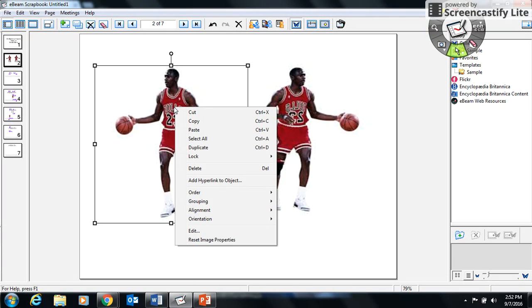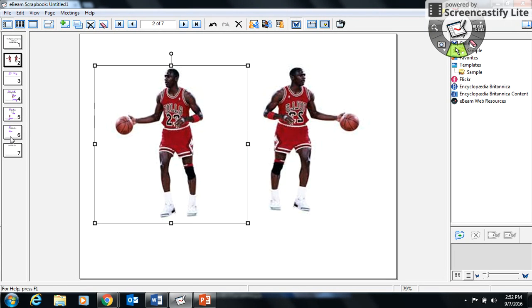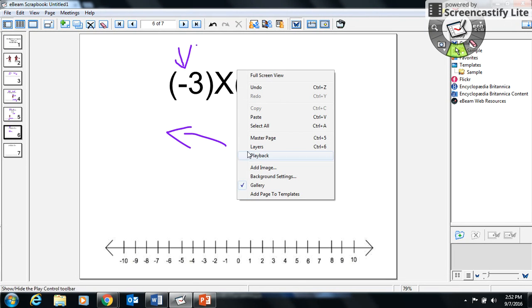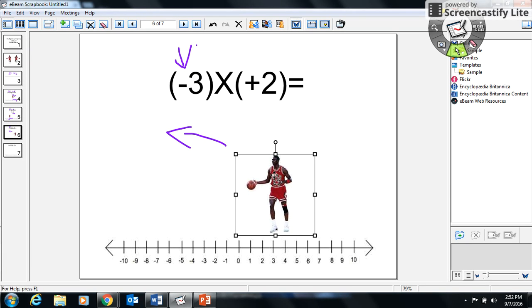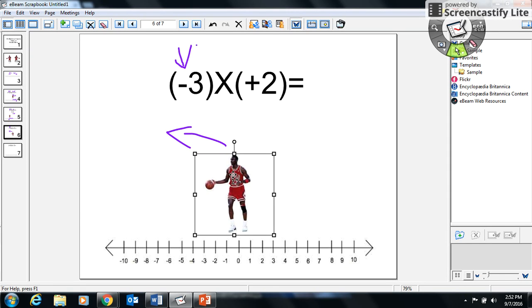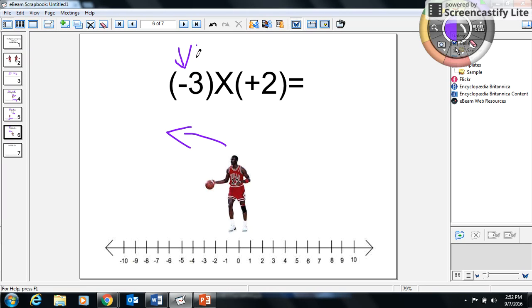This one this time. So I'm going to copy him. I'm going to go over here. I'm going to paste him. I'm going to shrink him down. And I'm going to put him on 0. And now he's facing that way. Great. The second number here tells me how many dribbles. In this case, I know he's going to take 3 dribbles.